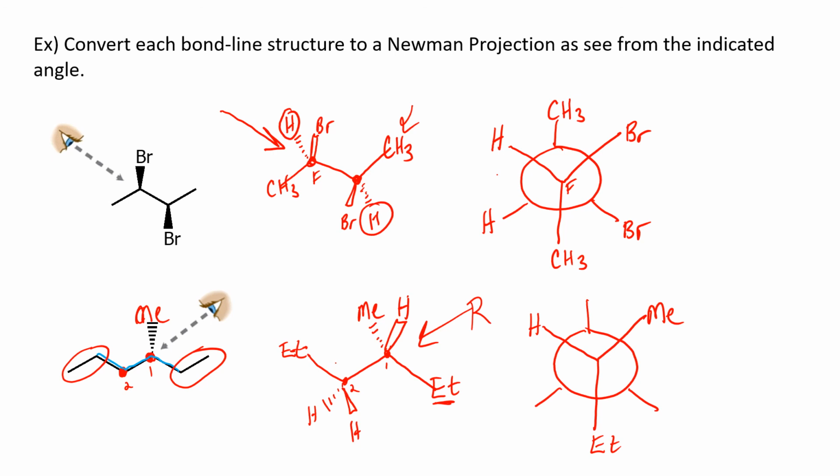Moving to the back carbon. If we're looking from the right, the dash will be on the right, so the hydrogen will be on the bottom right. Well, they were both hydrogen, so I guess that one didn't matter. And then what's sticking up is another ethyl group. So we've just converted this bond line to a Newman.